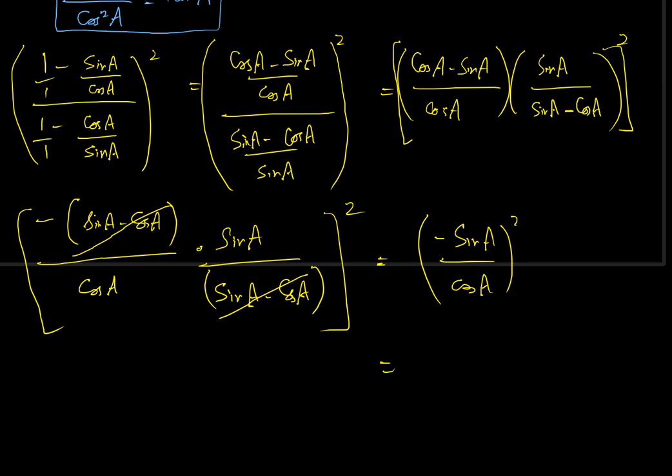When you square any negative number, it becomes positive. So (−sin A) whole squared is sin²A, divided by cos A whole squared, which is cos²A. This is equal to tan²A. So we have proved that both things are equal to tan²A.